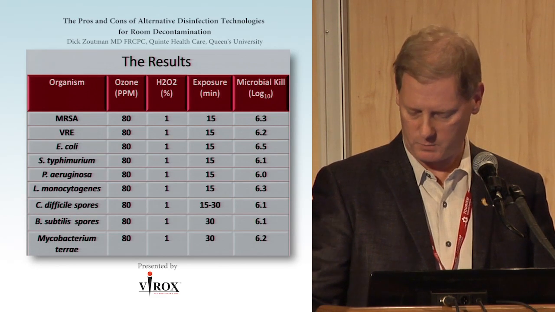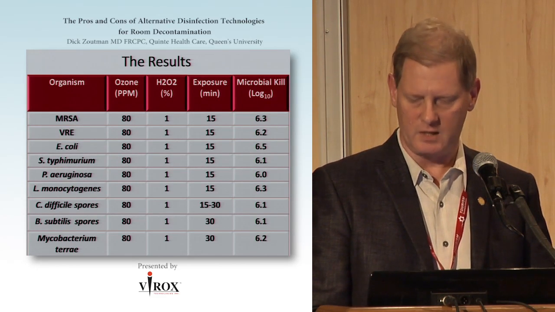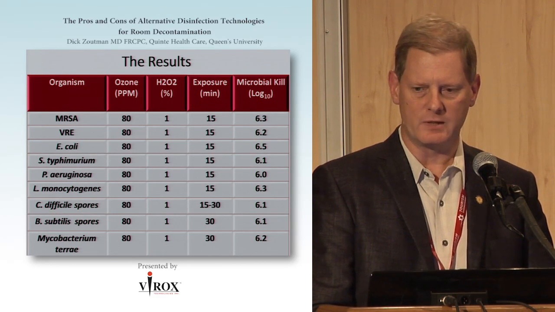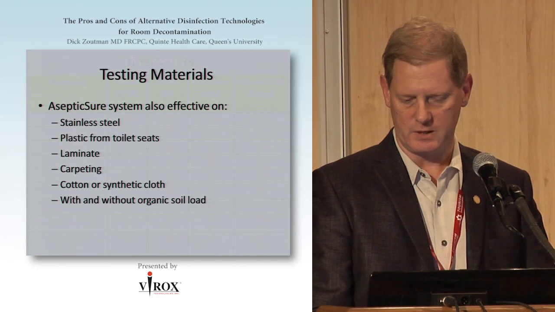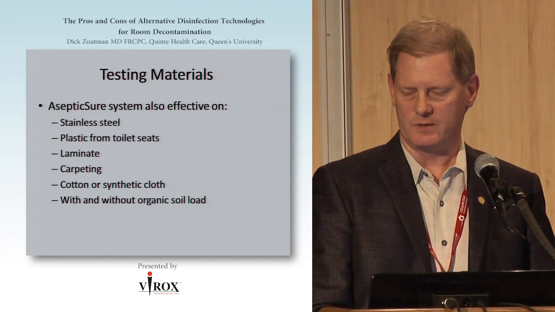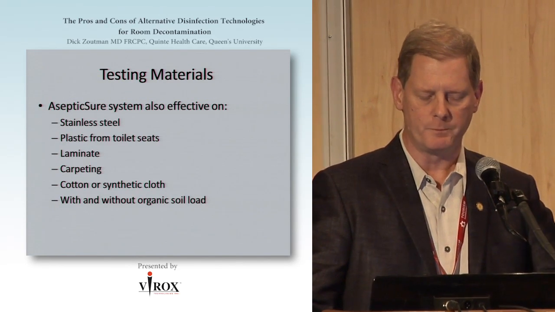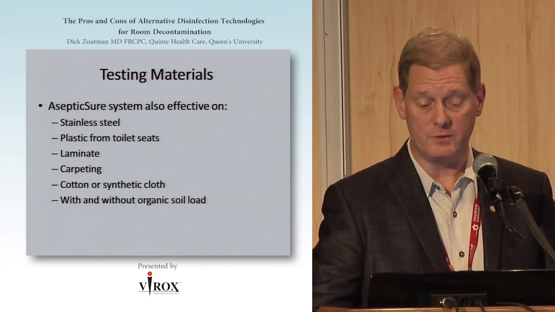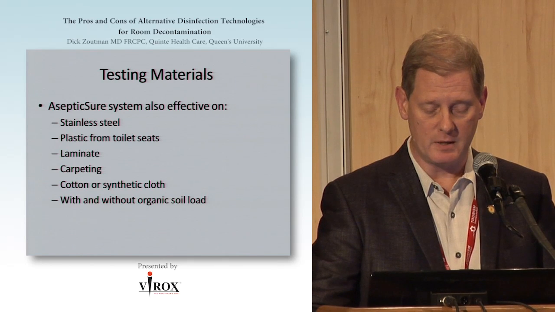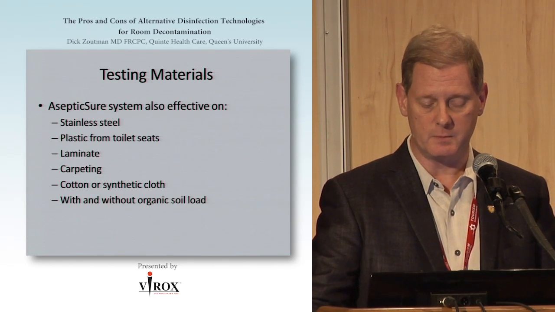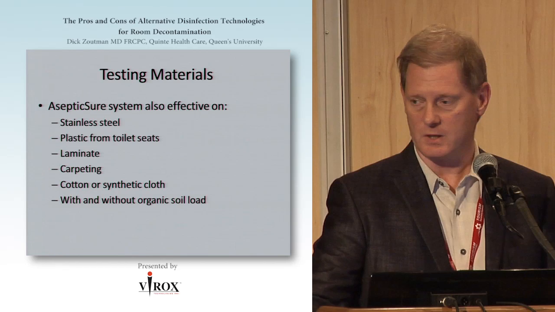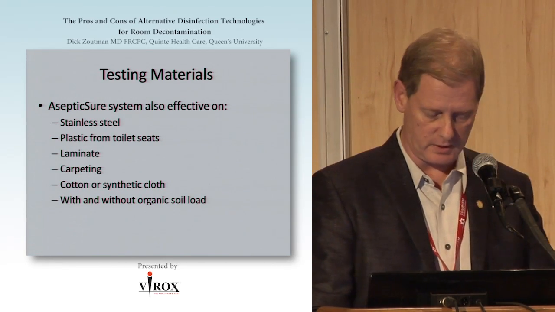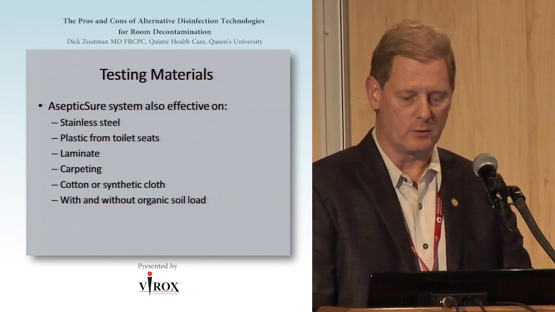In all of these cases, we have achieved 6-log kill consistently over and over and over again, and it's quite robust. We've moved the system across different organizations and different settings, different rooms, and it works quite well. We've also learned that using the aseptic sure system on stainless steel, we've used plastic from toilet seats, laminates, carpeting of a variety of types, cotton synthetic cloths. The cotton cloth is from the room curtains that someone donated, and with and without organic soil load.